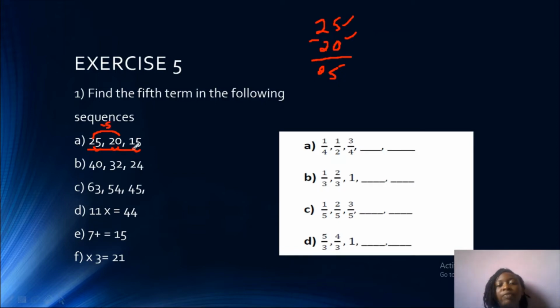Then next we have 25. We have 20 and 15. So let's see if we subtract. Let's see if we'll get the same thing. 20 minus 15. So it will borrow 1. 10 minus 5 is 5. 2 minus 1. So we've subtracted 1 from those two already. So now we have 1 minus 1, which is 0. Yeah, so we got another minus 5. So from here to here is also minus 5.